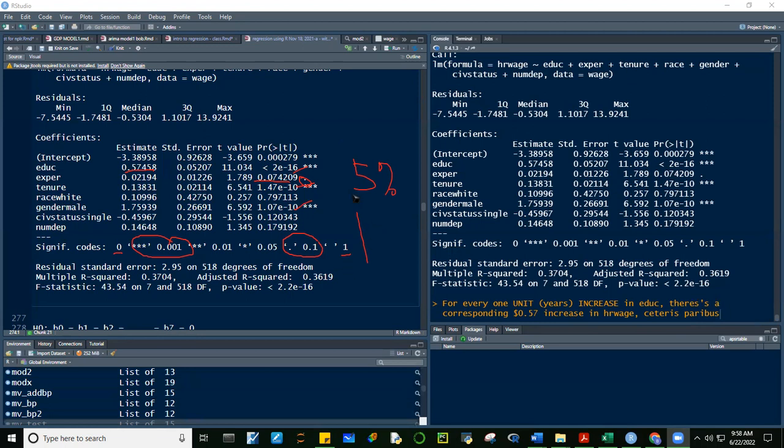Okay? So let's go now to tenure. Ano ibig sabihin ng tenure? Statistically significant din siya, no? For every 1 year increase in tenure, there's a corresponding $0.138 increase in hourly wage, ceteris paribus. Okay? Ganun din guys. Okay. Now, ito ang tricky guys. Itong mga factors natin. How is this interpreted?